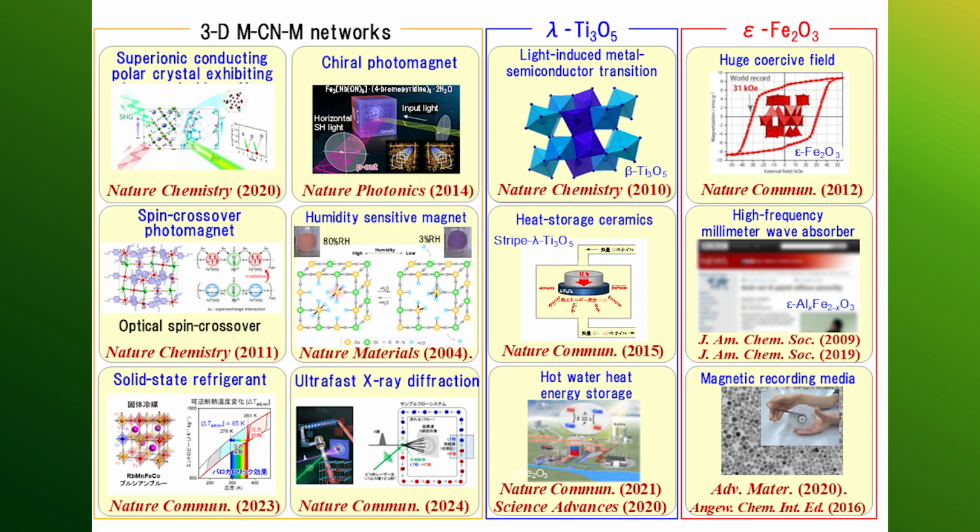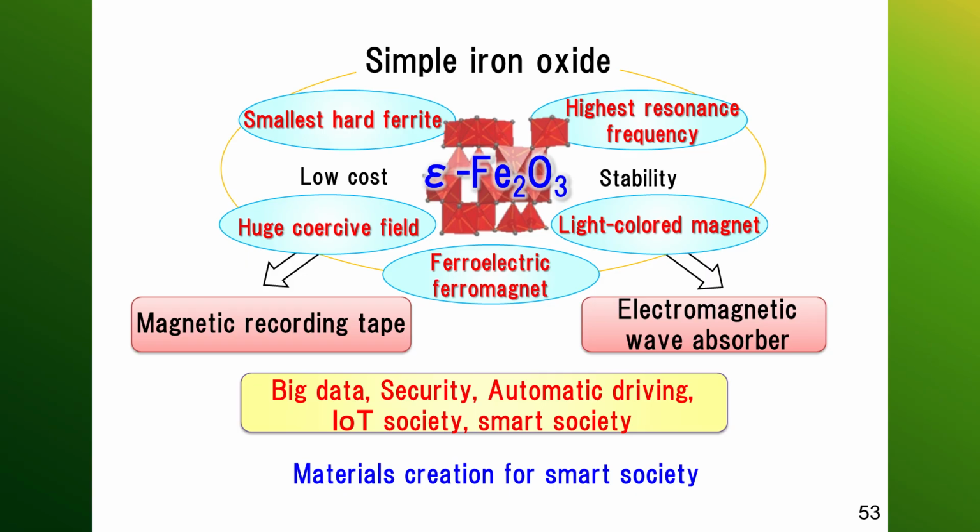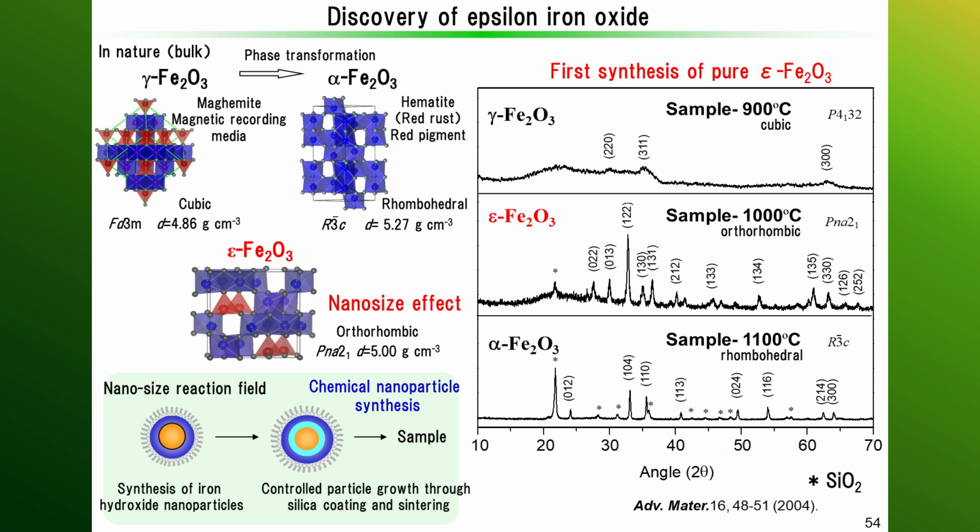We discovered and have been studying epsilon iron oxide since 2004, and I would like to talk about the various possibilities of this material. So iron oxide, just simple iron oxide. The question is, how was this material found in the first place? Usually, Fe2O3 is either in the gamma or alpha phase. The one that everyone is most familiar with is alpha phase.